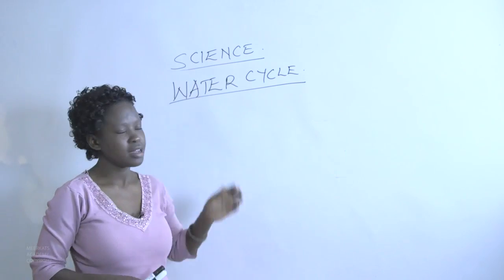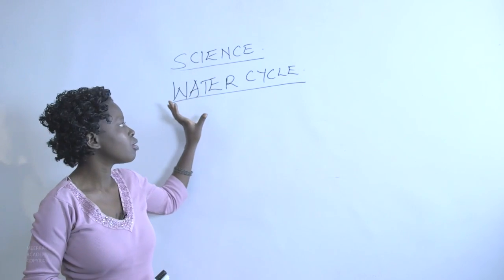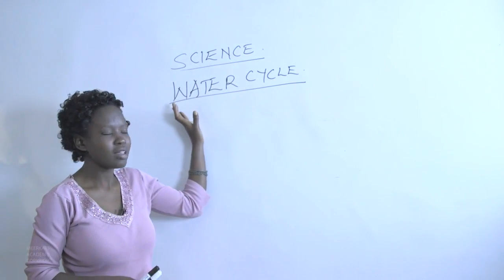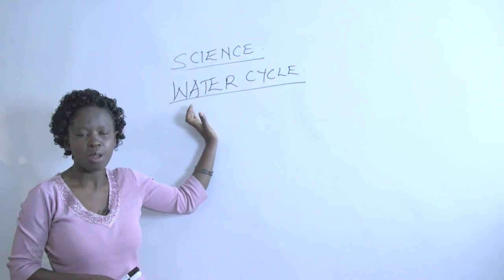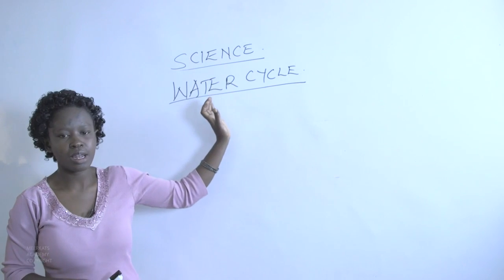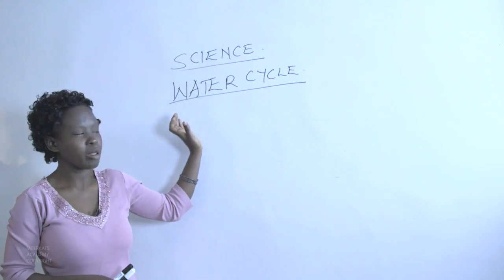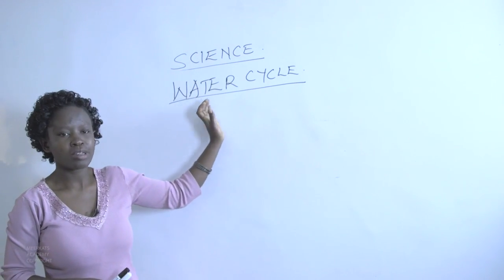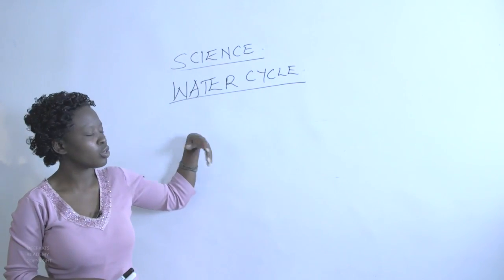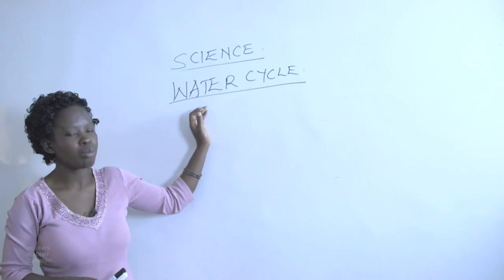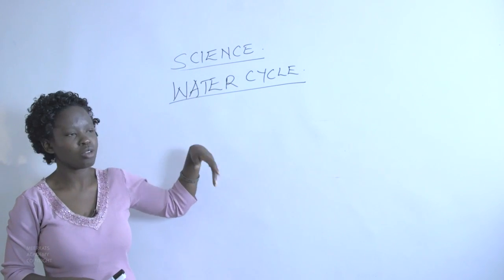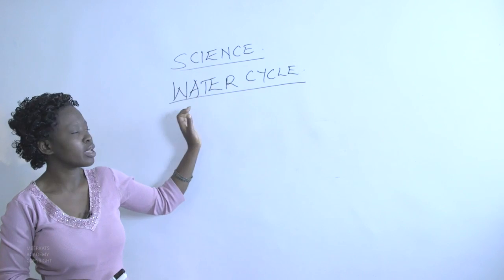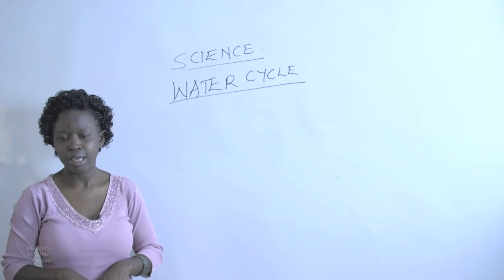We start by asking ourselves, what is this water cycle? The water cycle is simply the natural process of recycling water. The natural process through which water changes its states from liquid, to solid, to gaseous, and back into a liquid state is what we are referring to as the water cycle.